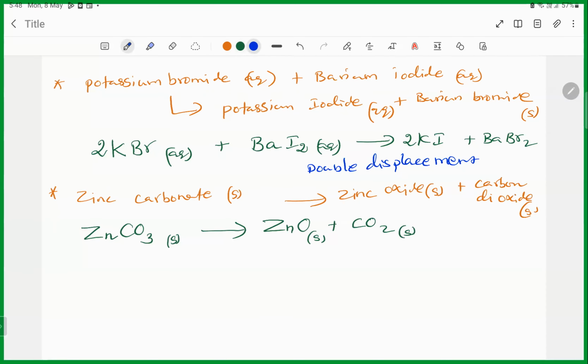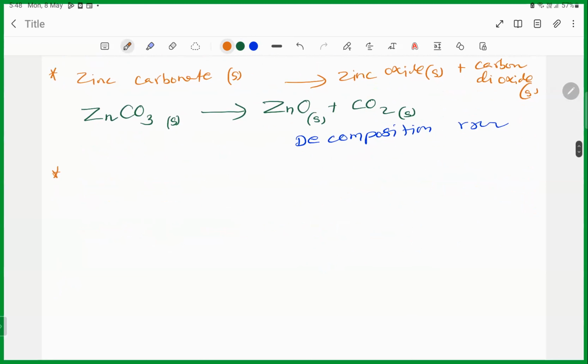What type of reaction is this? Decomposition reaction. So it is self balanced, right? Yes, sir. And the third one, hydrogen plus chlorine.